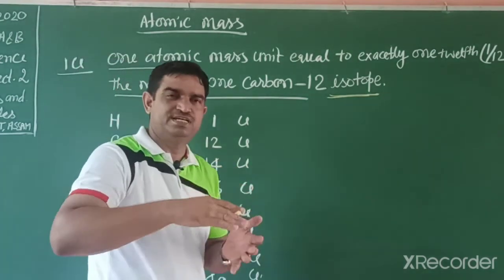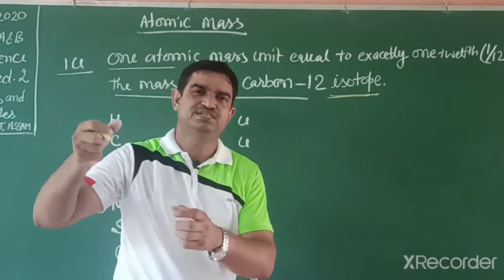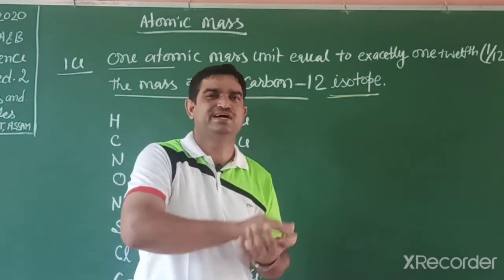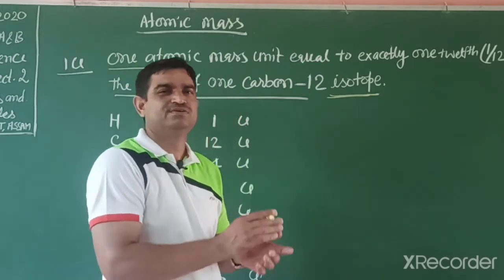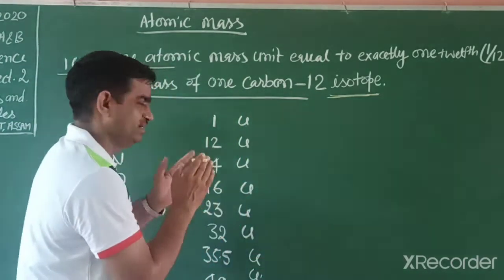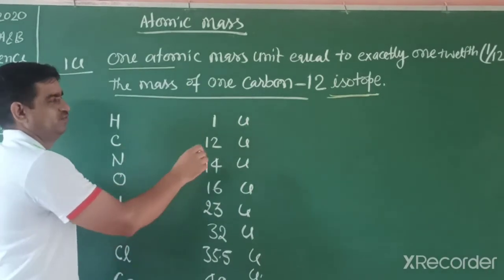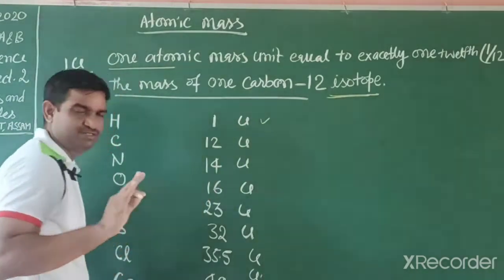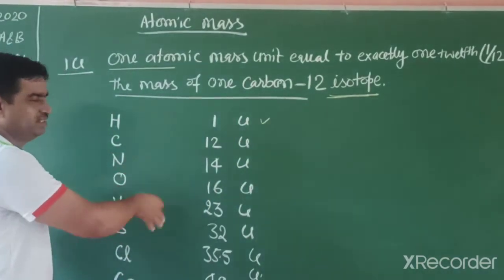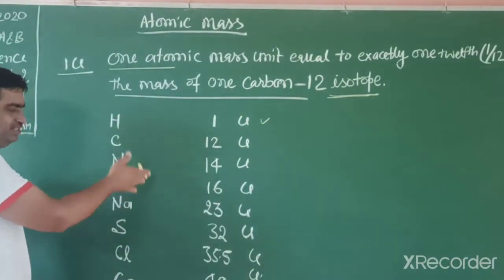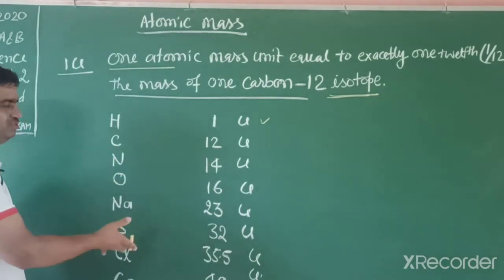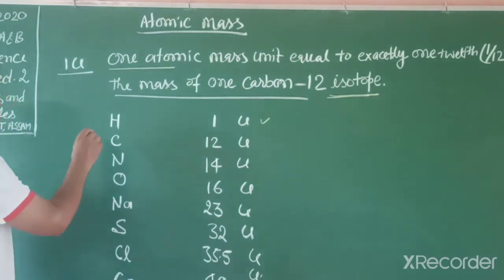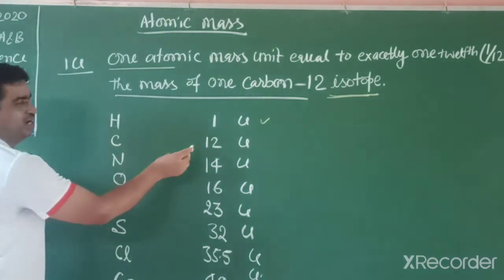How can we understand? If on a physical balance, on one side we take carbon, on the other side we have to balance 12 hydrogen. It means one hydrogen's mass is 1/12, or we can say 1U. Hydrogen mass is 1U. Students, you have to remember, given in your NCERT book, only these some elements, because they are generally used in different chemical formulas. So hydrogen is 1U, carbon mass is 12U.